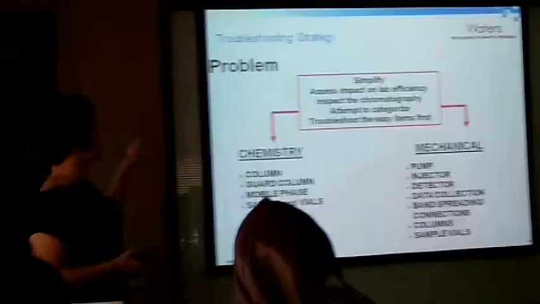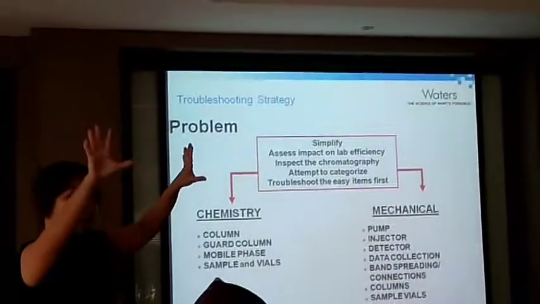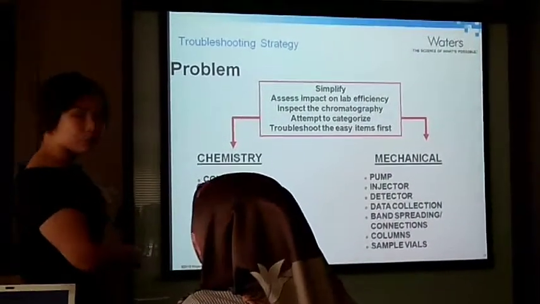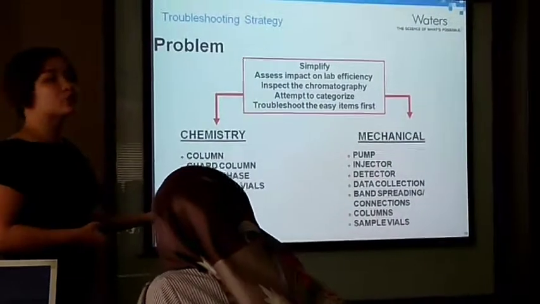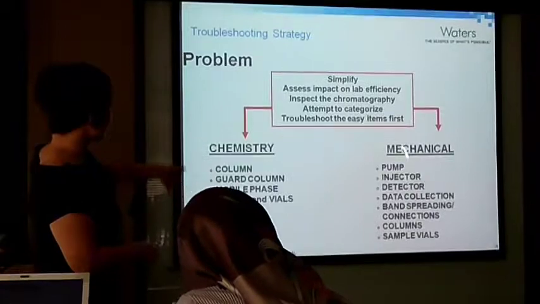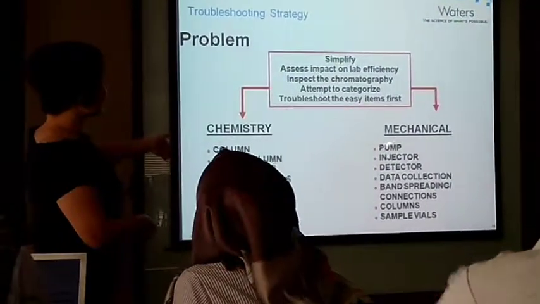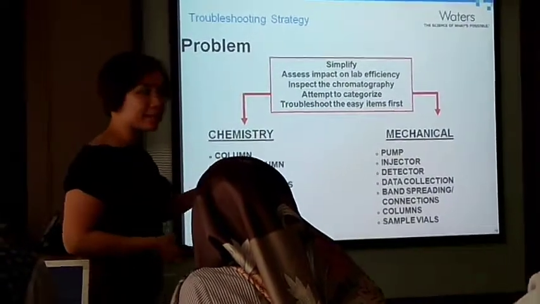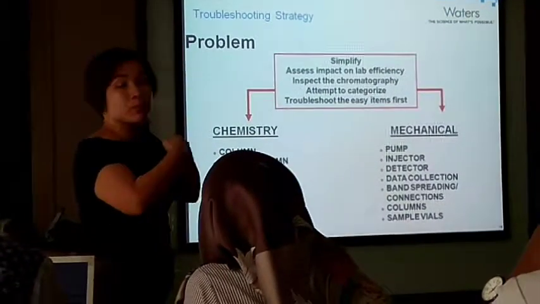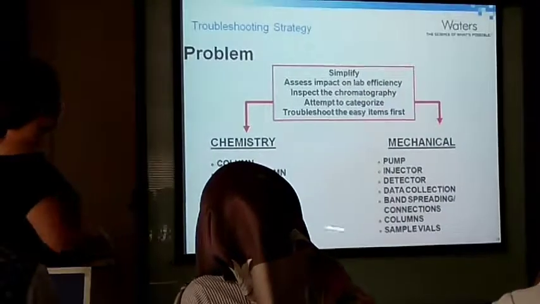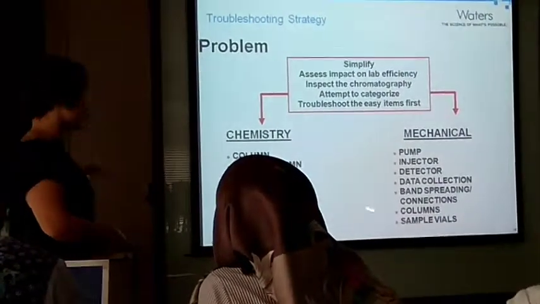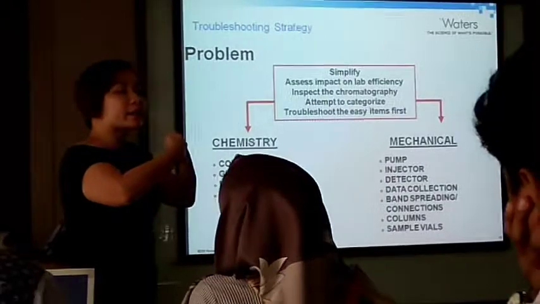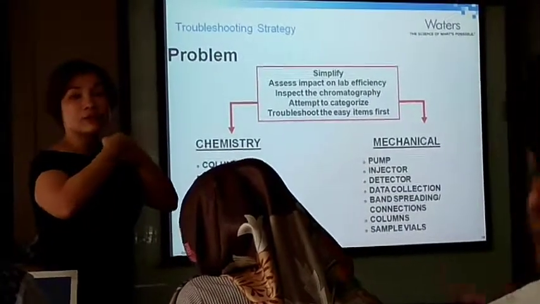So first thing, you should simplify the troubleshooting process by separating it into two categories. One is mechanical failure and one is chemistry. So how do you know whether it's mechanical or chemistry? Mechanical failure is sometimes due to the pump, the injector, poor connection. All these are considered mechanical failure. It has nothing to do with interaction of the molecule. But when it comes to chemistry, it can be due to the column chemistry, it can be due to the wrong pH on the mobile phase. For chemistry, it's the interaction between the analyte molecule and the column stationary phase.